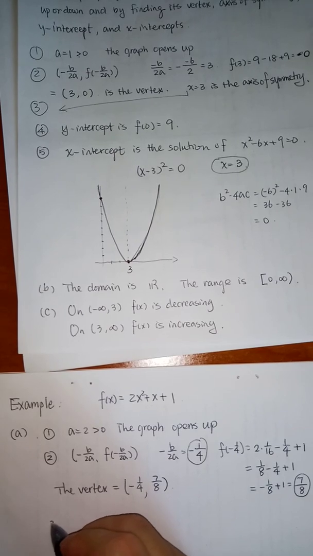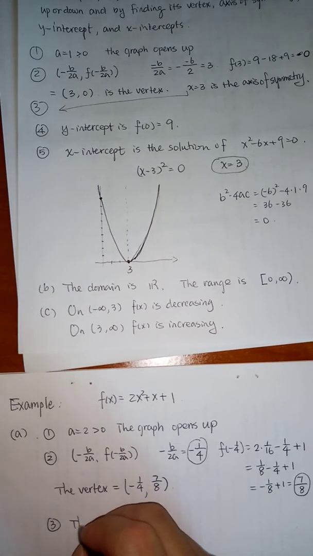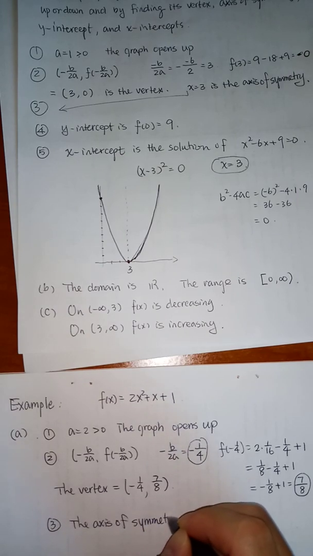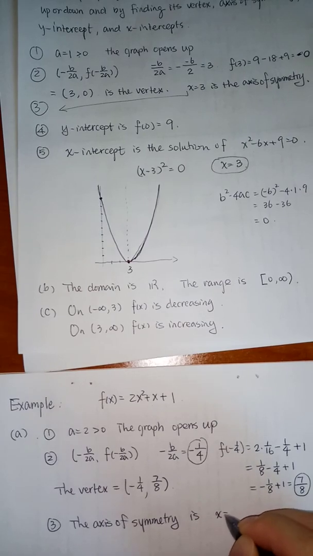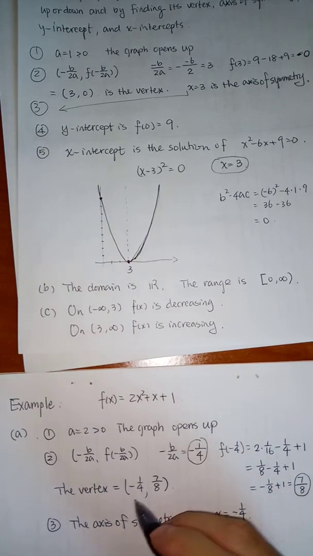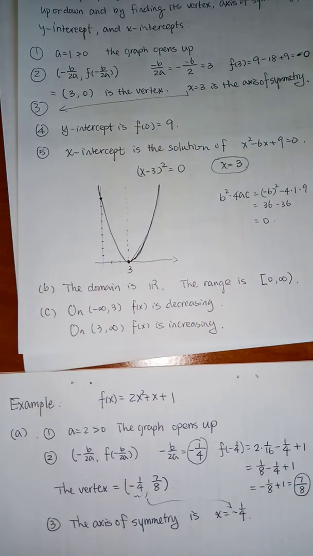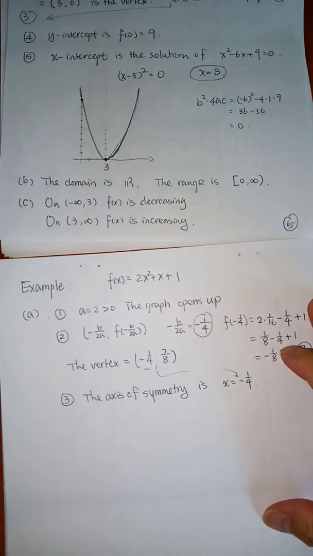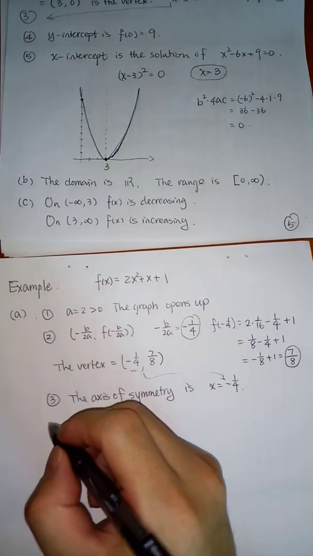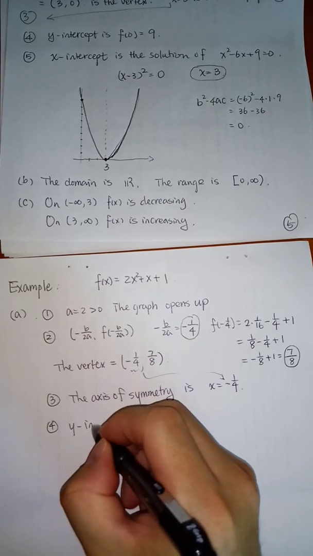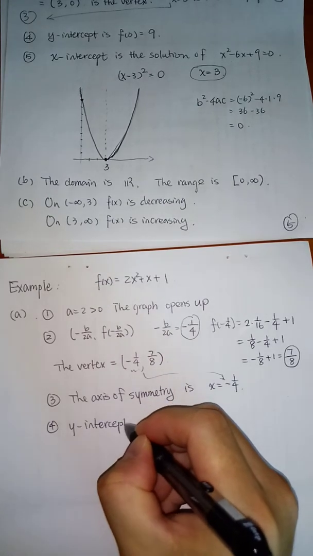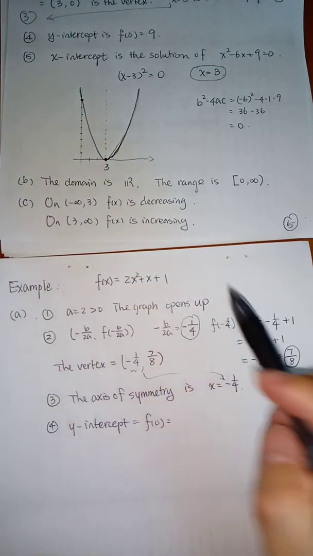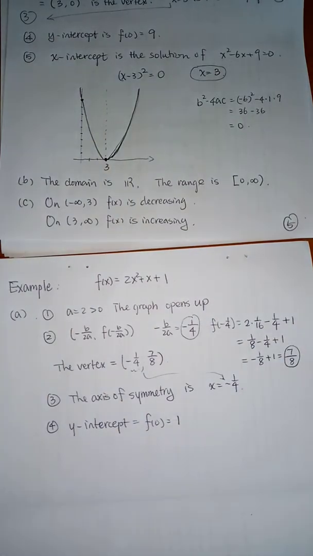And 3, the axis of symmetry is x equal to negative 1 over 4. Whenever you see the x coordinate of the vertex, it will give you the axis of symmetry. For the y-intercept, it is f of 0. X is 0, so the y-intercept is 1.